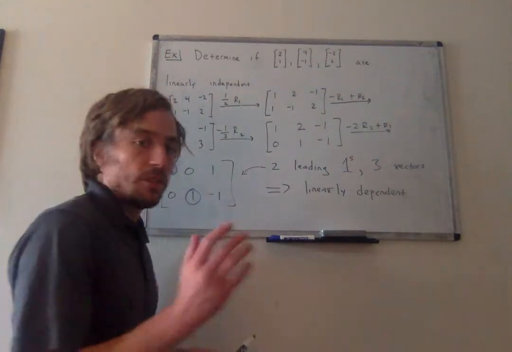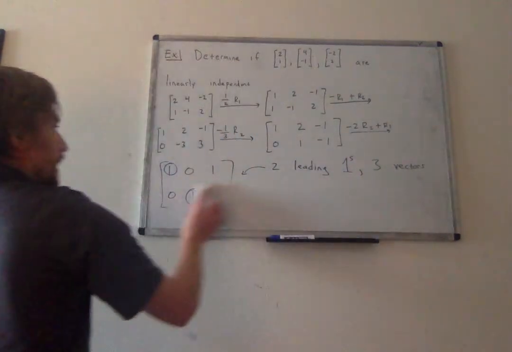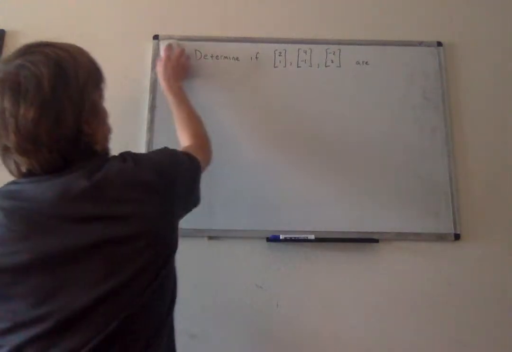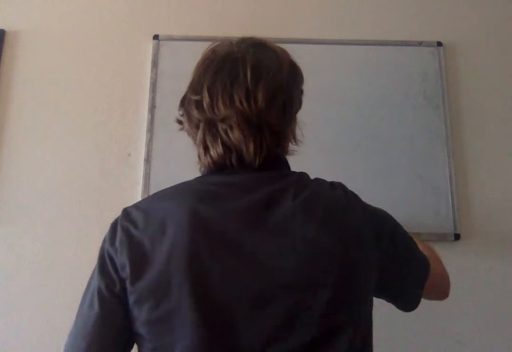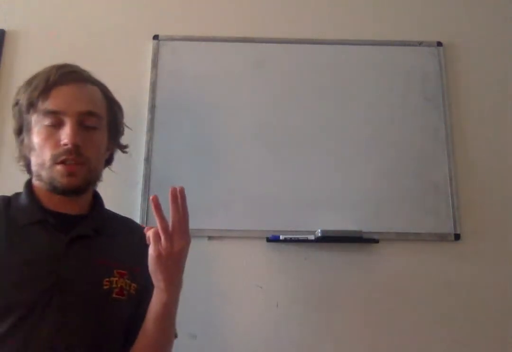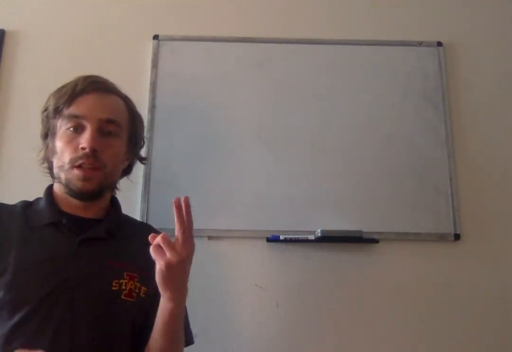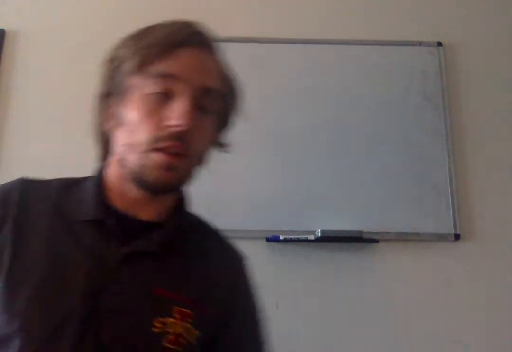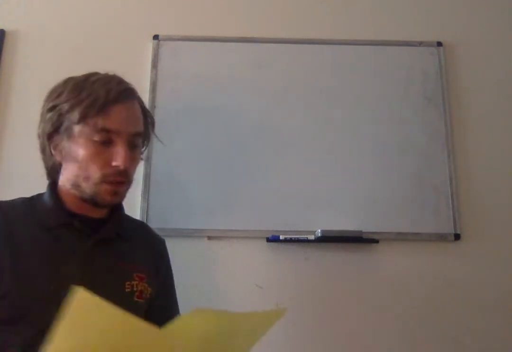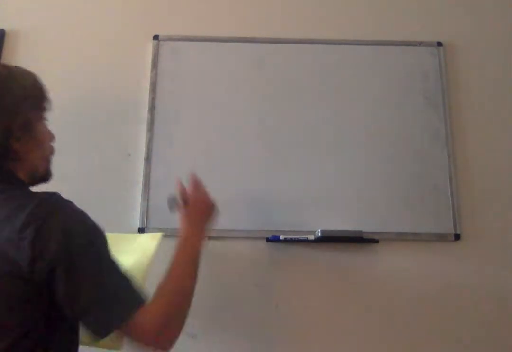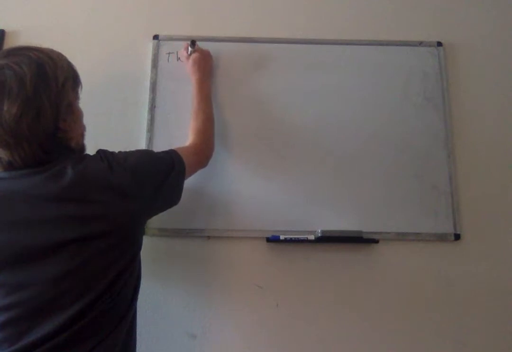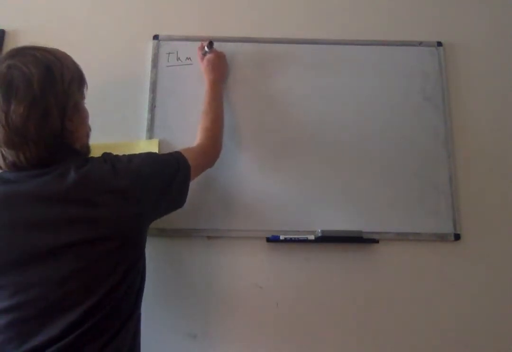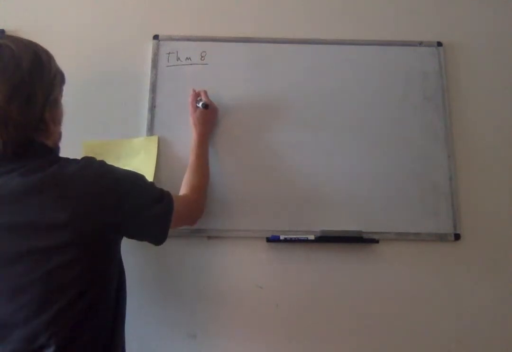So translated to vectors, anytime I have a set of vectors that contains more vectors than the length, so here I had three vectors, and all of the vectors were of length 2. If the number of vectors I've got is greater than the length of all of the vectors, that set is always going to be linearly dependent. And so this will be our second to last big fact. We'll state it as a theorem. This pops up as Theorem 8 in section 1.7 of your book.